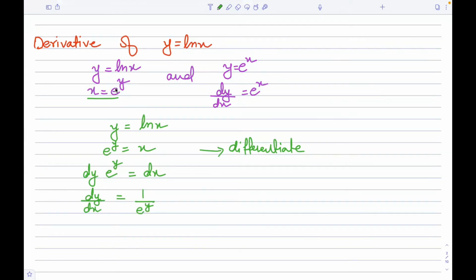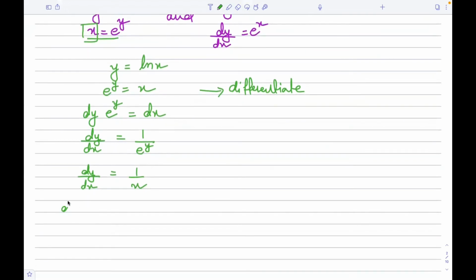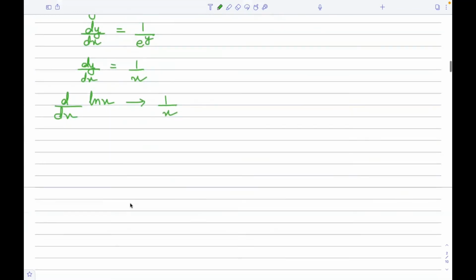Now we know that e to the power y equals x. So dy by dx can be written as 1 over x. So we can write that the derivative of ln x is 1 over x. Now let's take a look at a couple of examples.